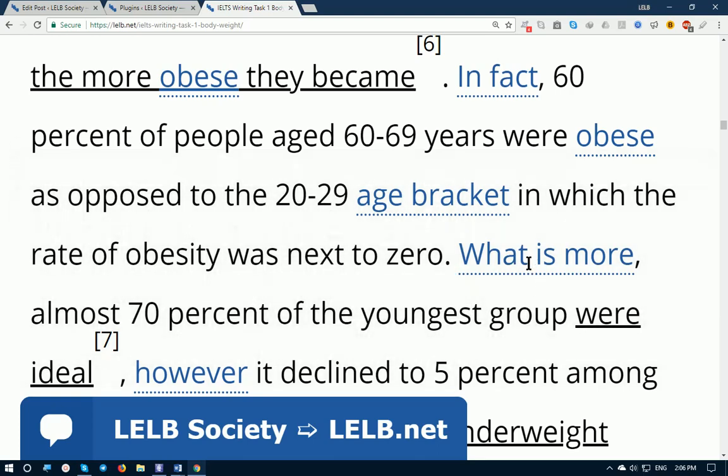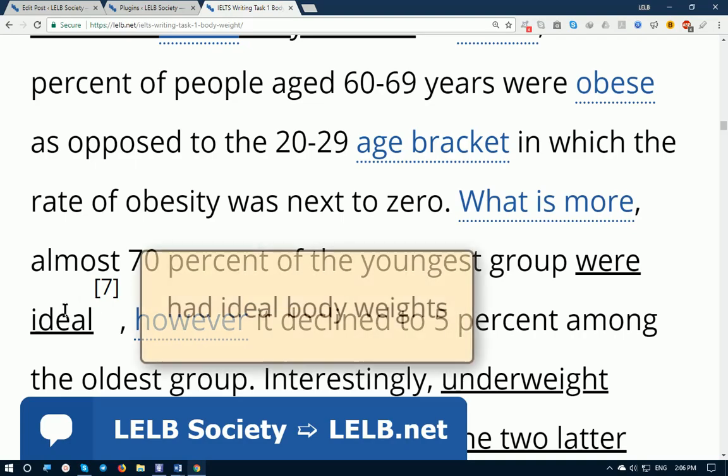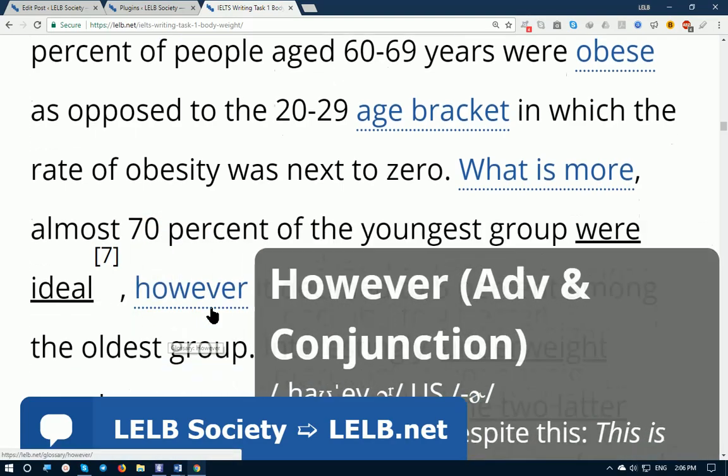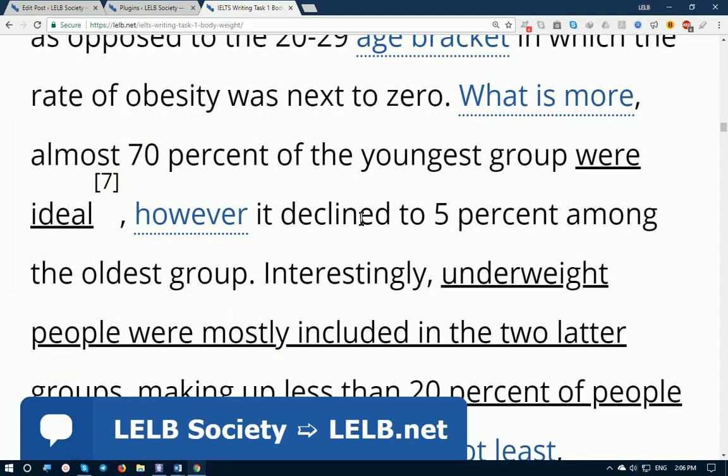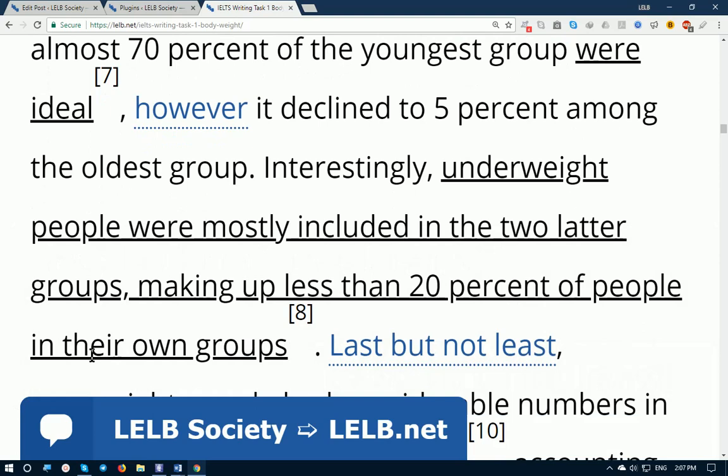What's more means furthermore, in addition. Almost 70% of the youngest group had ideal body weights. However means nevertheless, it declined to 5% among the oldest group. Interestingly, underweight people were mostly included in the two latter groups, making up less than 20% of people in their own groups.